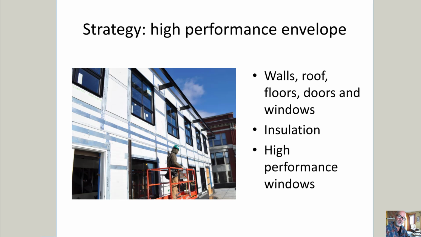High performance envelope. The envelope is the walls, roof, floors, doors, and windows of a building. Have better insulation, higher performance windows and doors, that kind of thing. This is a project in Portland a few years ago. I don't know if it was real high performance or not, but it shows the kind of things that you want to do with the tape and air sealing of the insulation around the windows and in the joints.